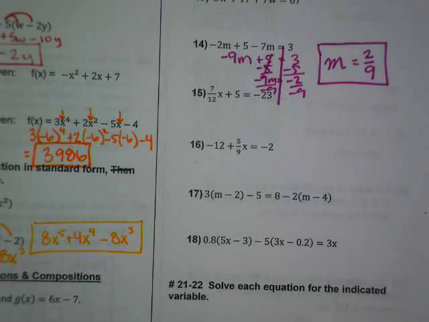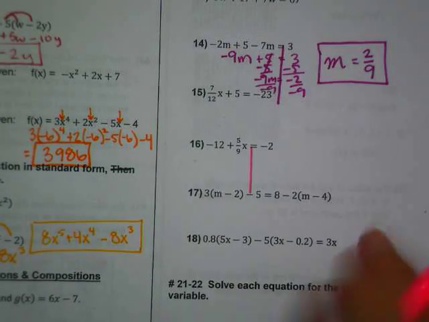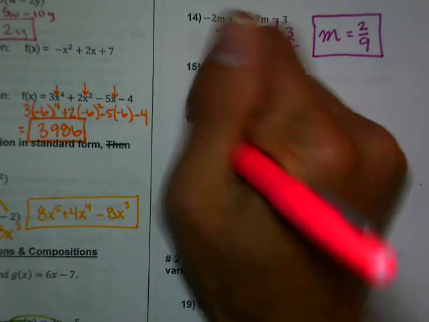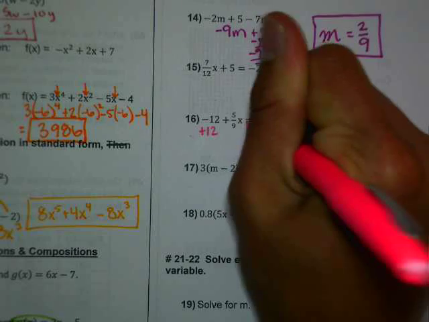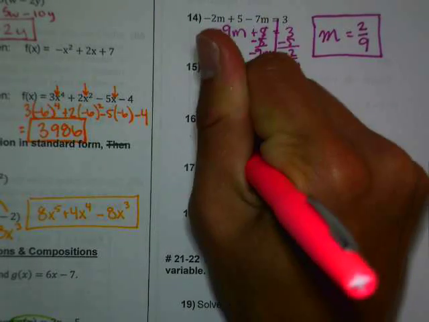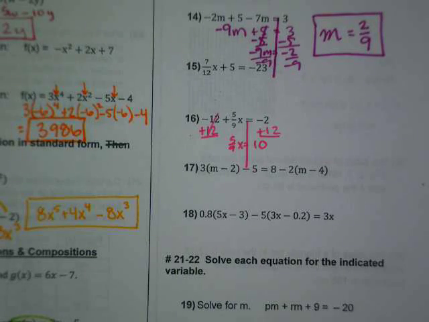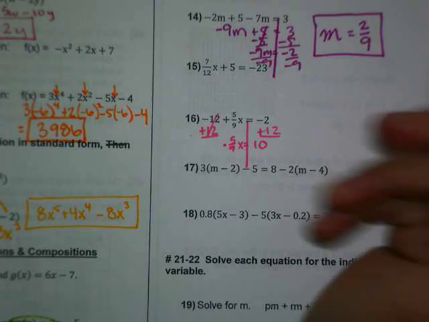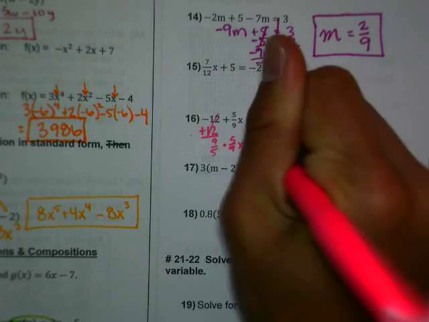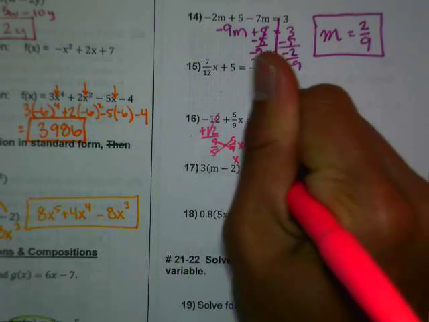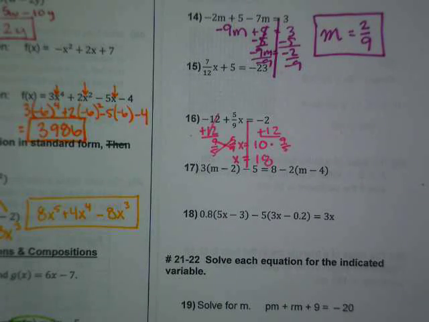All right, 16. What am I going to do first? Take away the 12. Right, good. Get rid of the 12 by adding 12, because you've got to do the opposite. 10, 5 over 9. All right, 5 over 9x equals 10. Then you multiply by the reciprocal. Very good. What is the reciprocal? 9 over 5. Multiply by 9 over 5. And so x equals 14. Wait, what? 18.